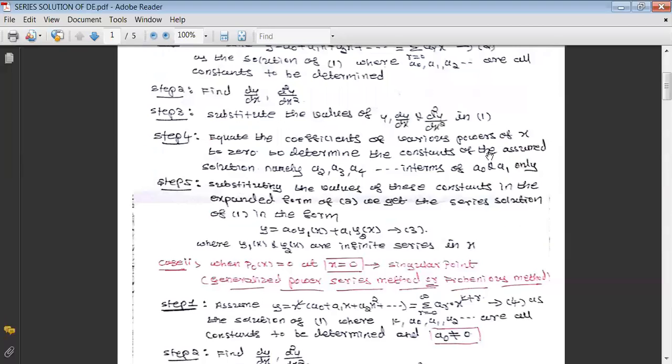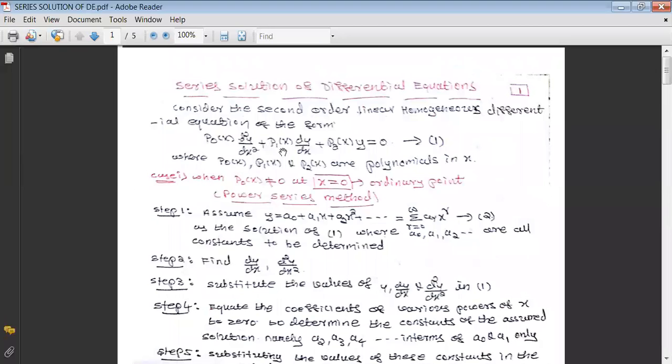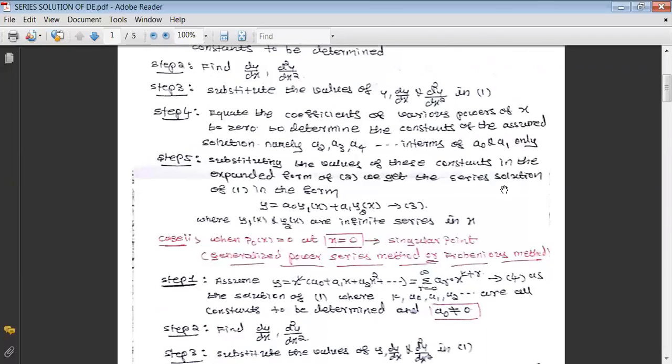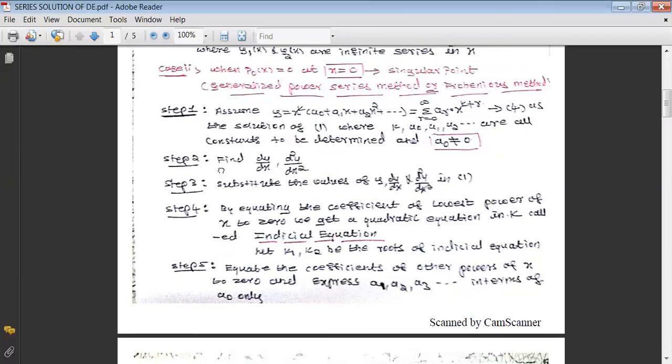Again, as we already said, the requirements of equation 1 are y, dy by dx and d square y by dx square. That's why our second step is to find dy by dx and d square y by dx square for the assumed y. Now the third step is to substitute the values of y, dy by dx and d square y by dx square in equation 1.